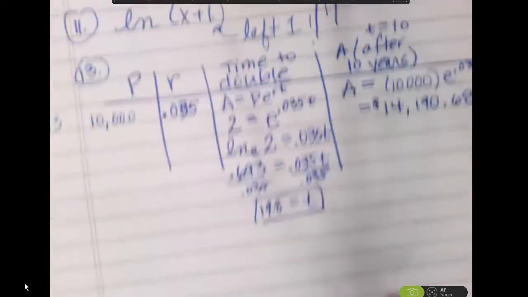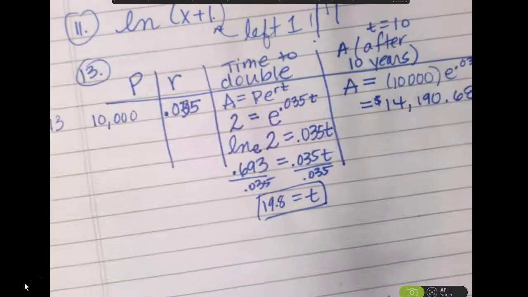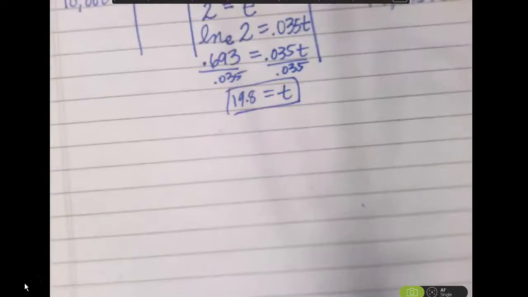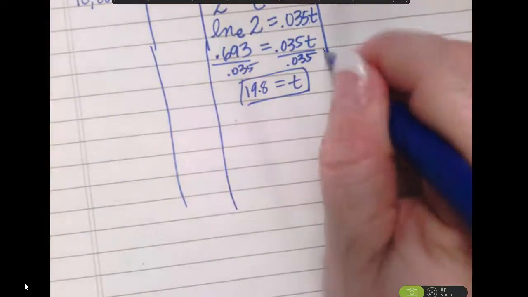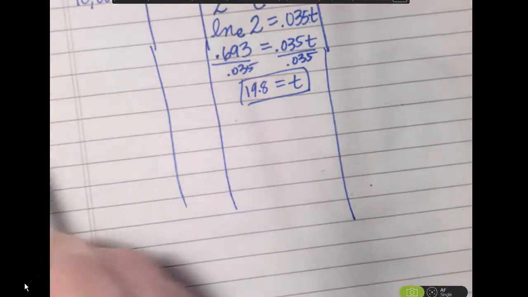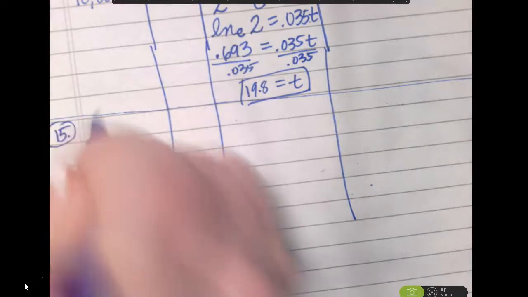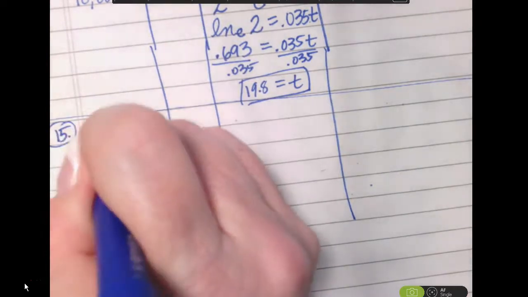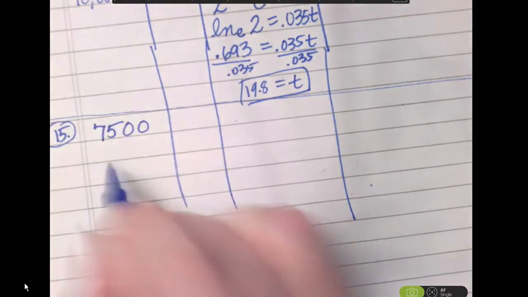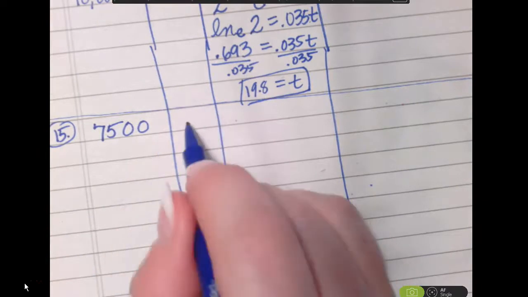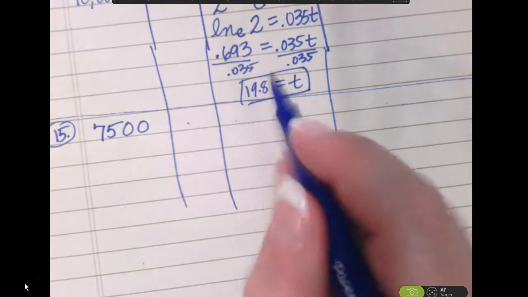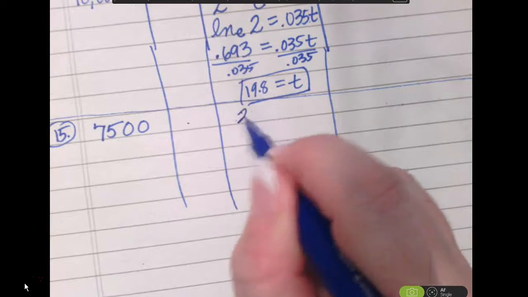Okay, and so that was number 13. Now let me look at number 15. So I'm just going to extend my columns to give myself a workspace for number 15. And the information given in that one is $7,500, and I don't know my interest rate, but I know that it takes 21 years to double.